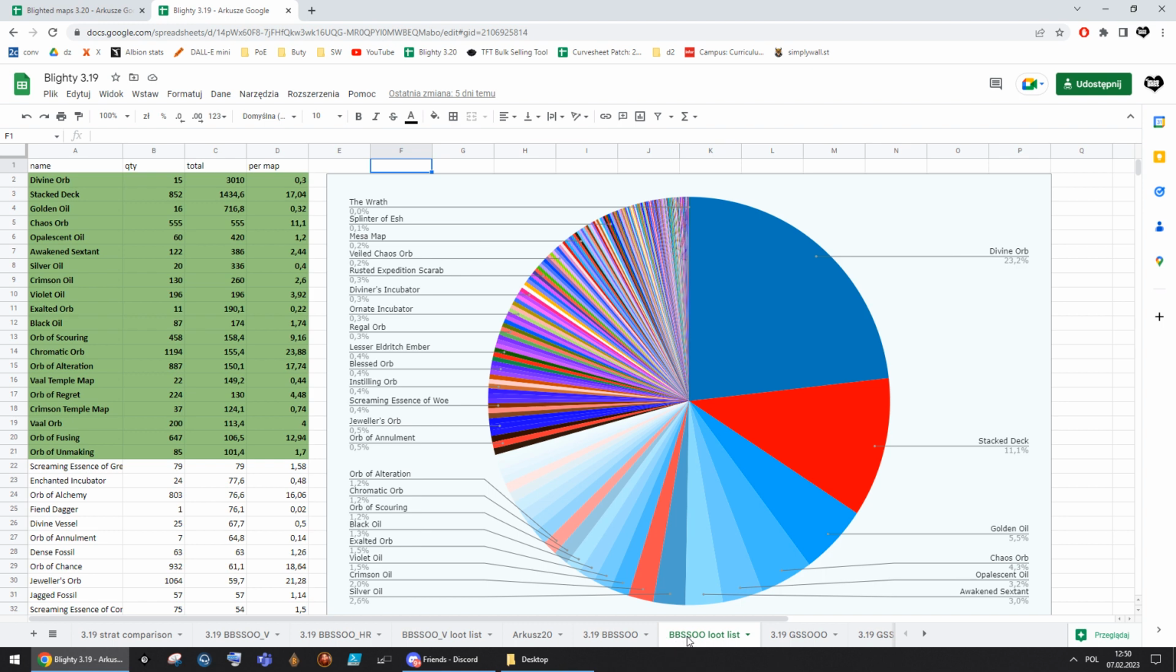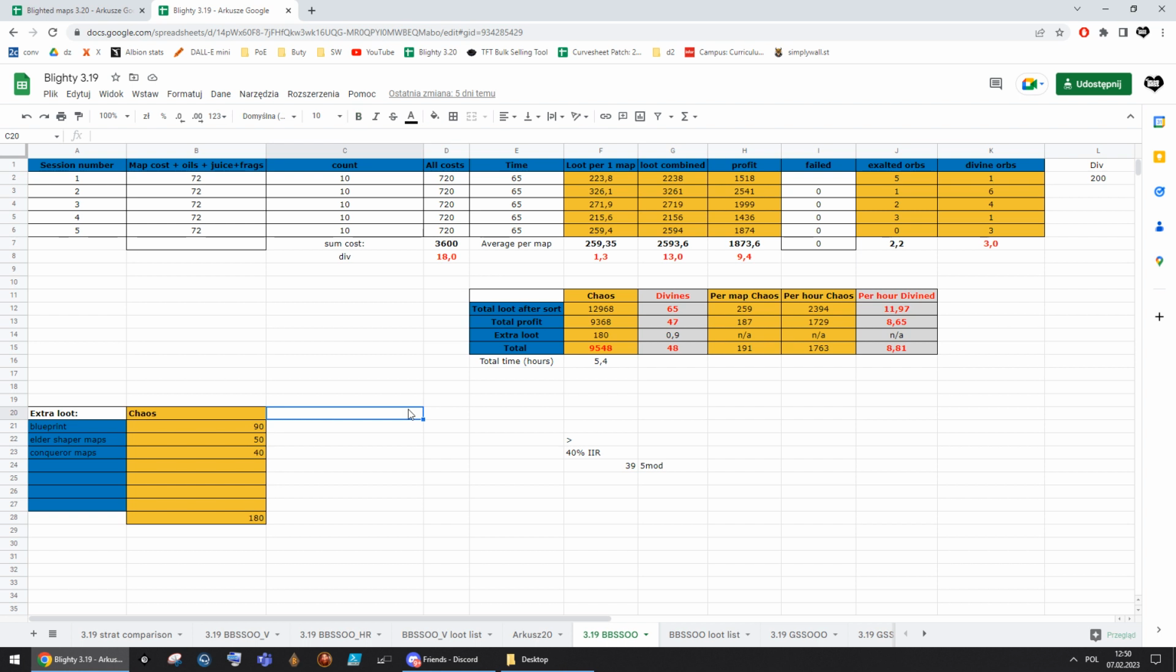With this one, yeah, we had a little bit better loot distribution, but we did not have many lucky drops, right? There was not much, and the total per hour was 8.8, with the divine at 200. So it's hard to compare between the leagues, between the two states of economy. And for this reason, I created this strategy comparison.